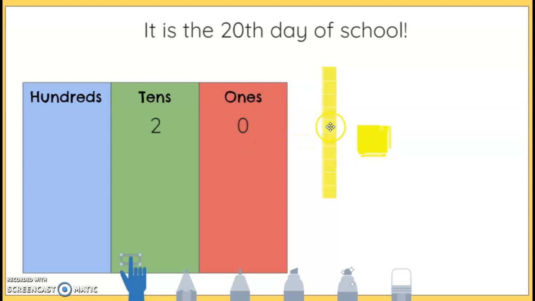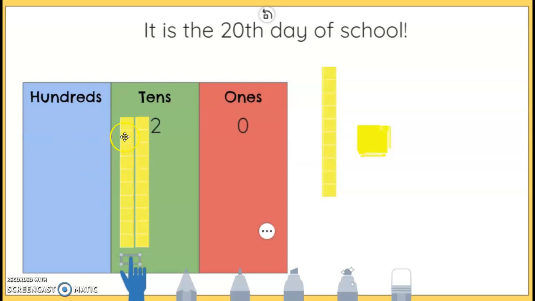So I need 2 tens. A long is 10. There are 10 little cubes in a long. So I need 2 of them. 10, 20. There are 0 ones, so I don't need any of these cubes.